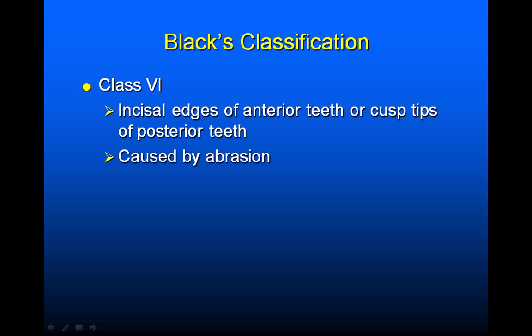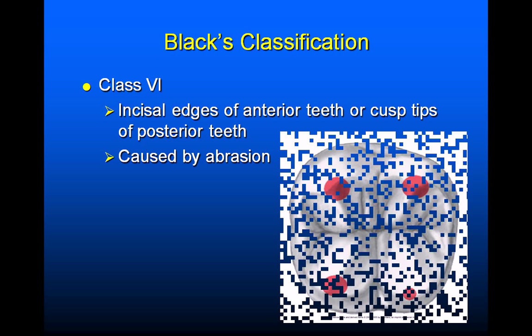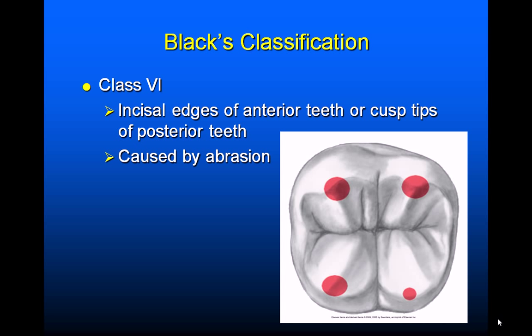Class 6 is the last category. Class 6 involves either the incisal edges of anterior teeth or the cusp tips of posterior teeth. Now, typically the only way a patient has class 6 caries is if they grind their teeth, and that's called abrasion. The teeth wear away and those cusp tips or incisal edges are worn down. So in this diagram we see the red circles indicating caries just on the tips of the cusps.